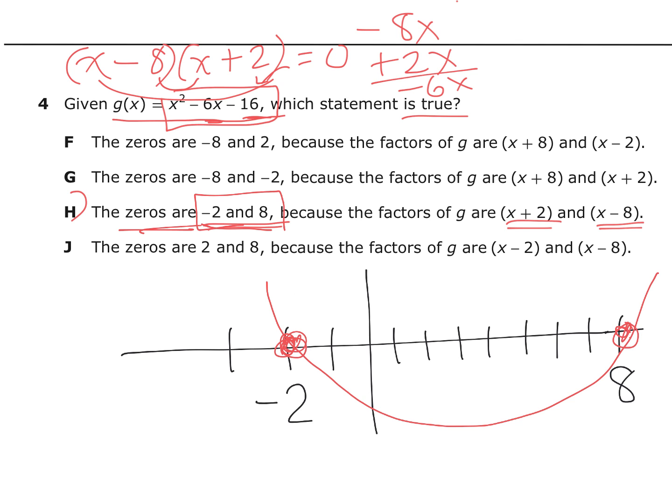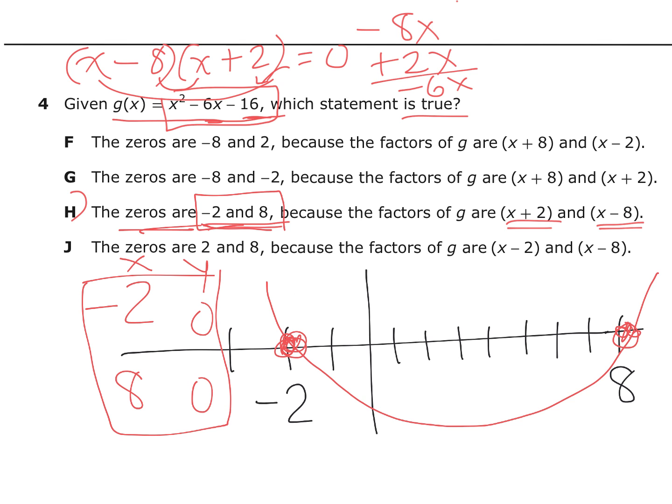And another thing that you could do is you could look at the table of values, and you'll see that when x is negative 2, y is 0. And when x is 8, y is 0. And so if you look at the table of values in the calculator, you'll see negative 2, 0, and 8, 0, which would be these points right here. So, therefore, the answer was H. The zeros are at negative 2 and 8.